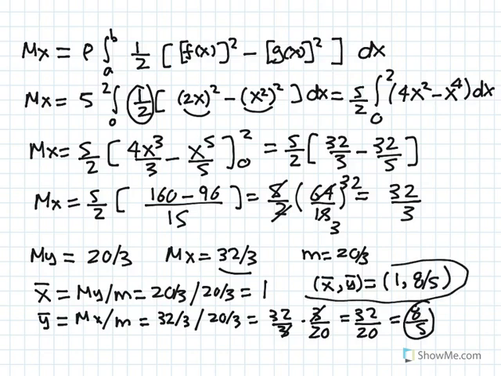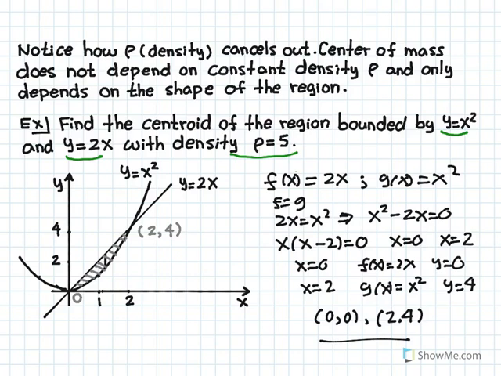Let's go back to the original drawing and see if that makes sense. All right, let's go back to this drawing here. So 1 and 8 over 5, that's going to be roughly about here. Does that make sense? Yes. So if your x-coordinate of the center of mass, for example, was 3, that's outside the region, we know it doesn't make any physical sense. So always go back to your diagram and ask yourself, does the answer intuitively make sense? If it doesn't, maybe there was a mistake in the computations. But it looks like we did okay.